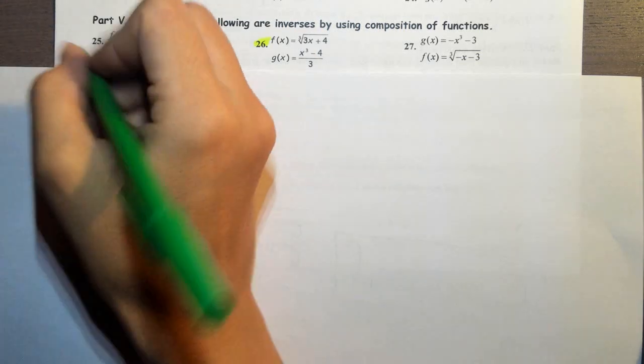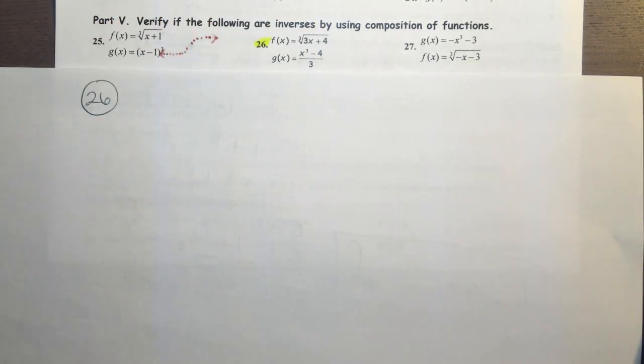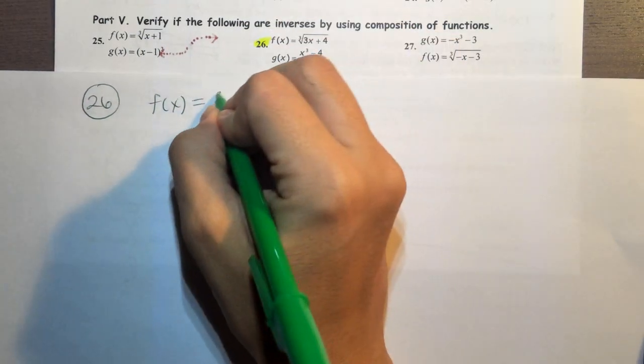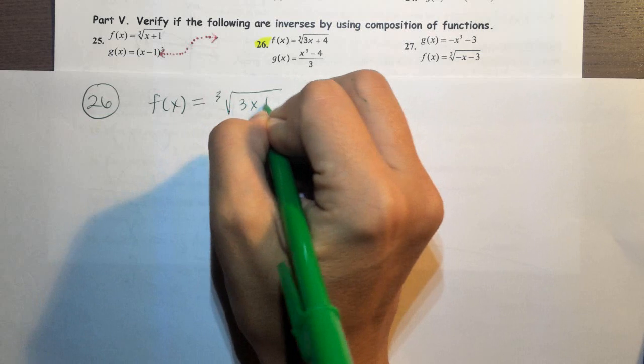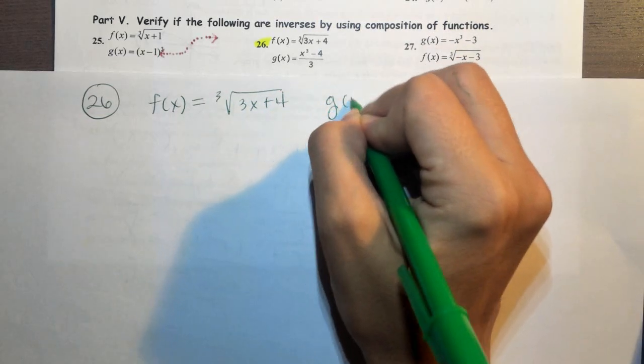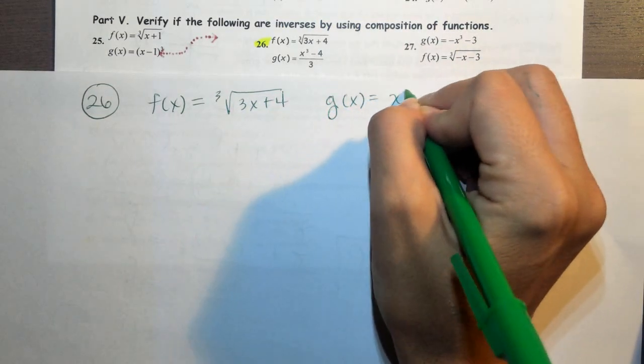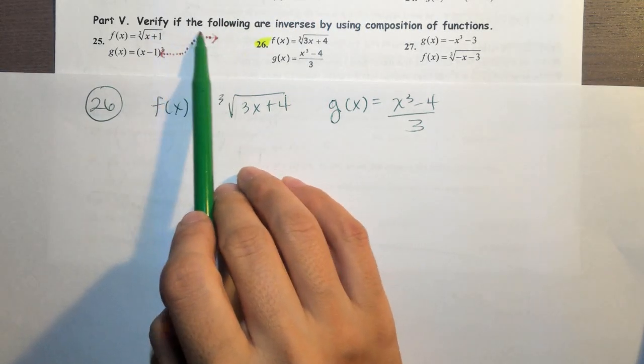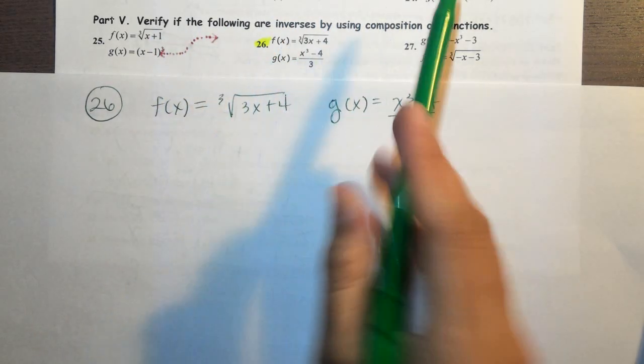Alright, so we're going to go ahead and do number 26. I have f of x equals the cube root of 3x plus 4. And they tell me g of x, so we have two functions here, x cubed minus 4 divided by 3. And they want us to verify if the following are inverses by using composition of functions.